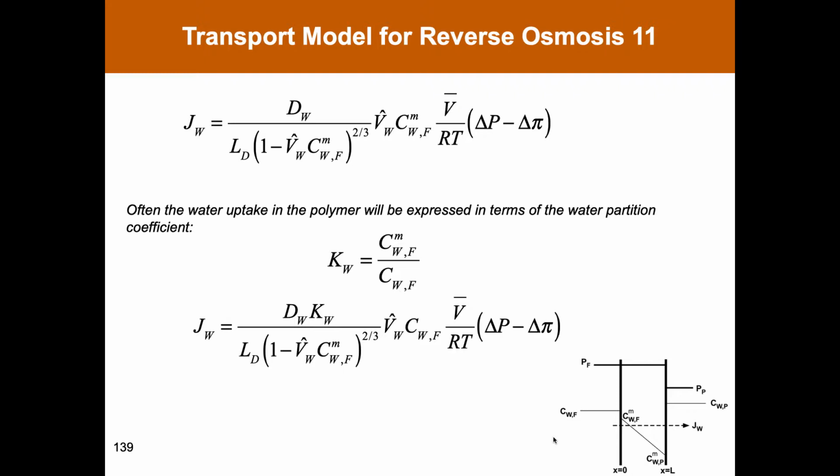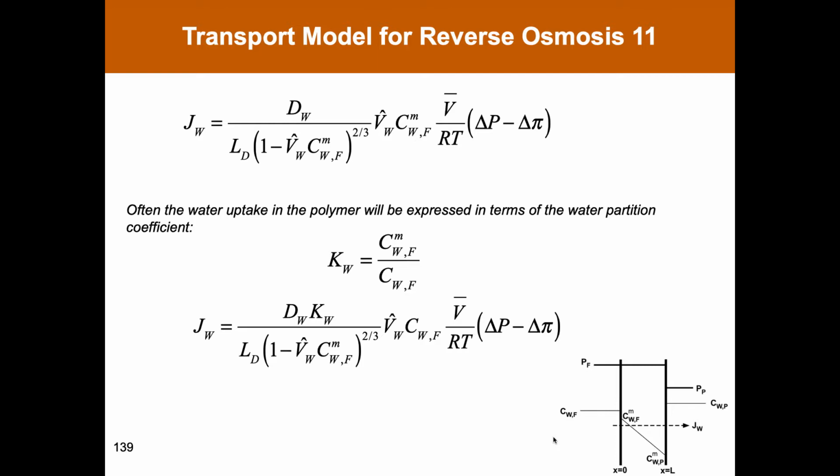We can write the ratio of the concentration of water in the membrane on the feed side to the concentration of water in the external solution on the feed side as a partition coefficient. This is a standard definition of a partition coefficient, the concentration of a species in one phase relative to its concentration in another phase, and that introduces a familiar looking term, right? D times K. What would this be? That would be permeability. So this is how permeability gets introduced into this equation.